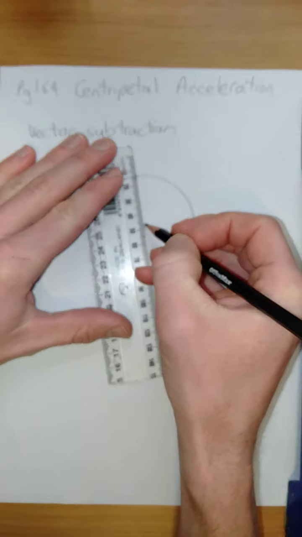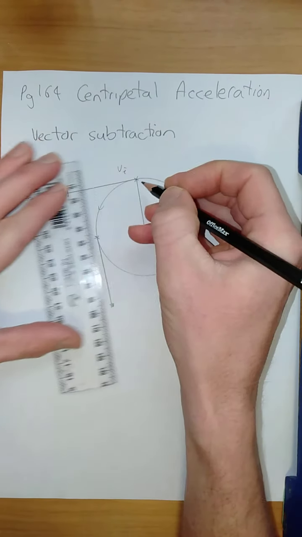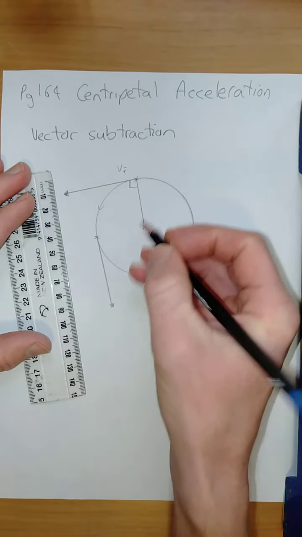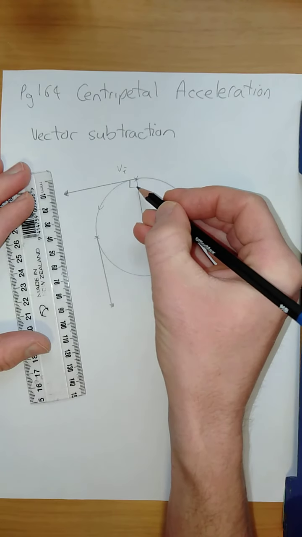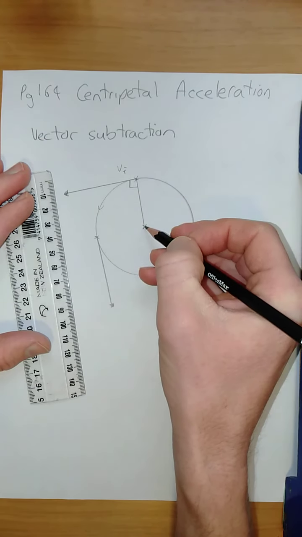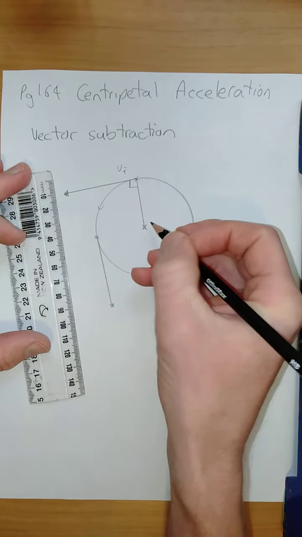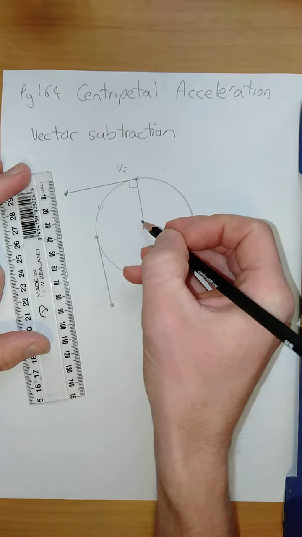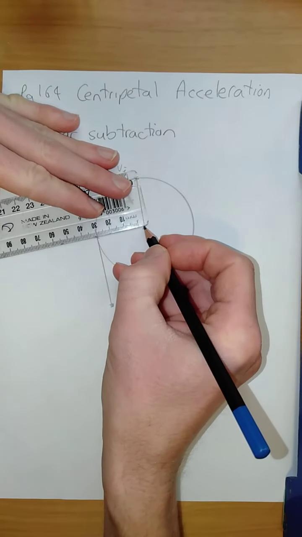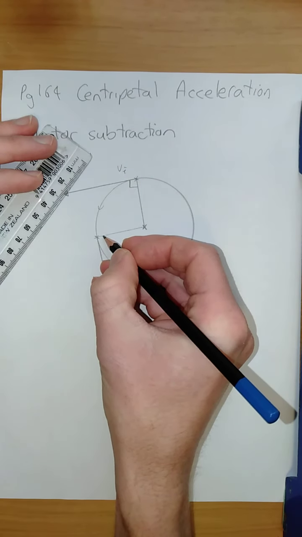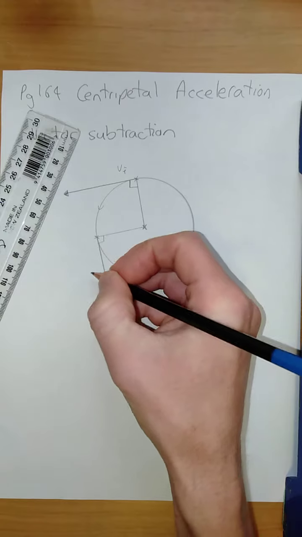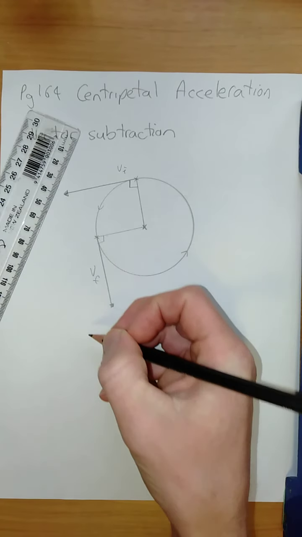The direction is always tangent, and that will be assessed in your exam. Tangent means that it's at 90 degrees to a line that's going from the center out to the edge. So that line there, we've got 90 degrees there. If we come and check with this one, you can see again we've got 90. This vector here is going to be called VF.